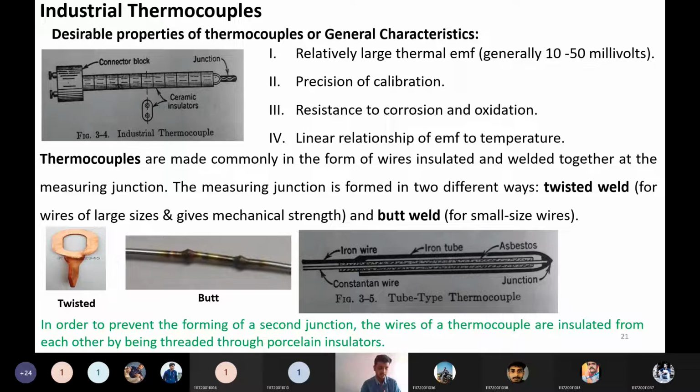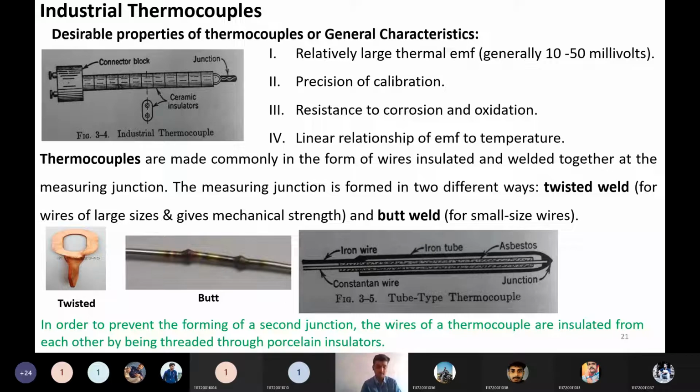And also the last point, it should produce a linear relationship of EMF to temperature. Here the purpose of measurement is temperature, but how are we measuring it? By generating the thermal EMF. That thermal EMF is used to measure the temperature of that particular medium at the measuring junction. So it is desirable to have a linear relationship between EMF and temperature.